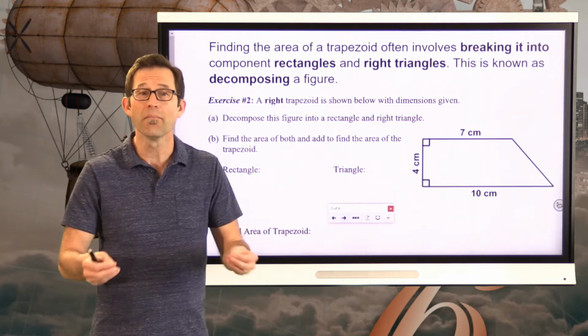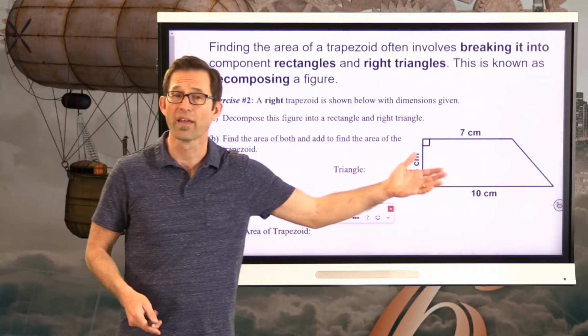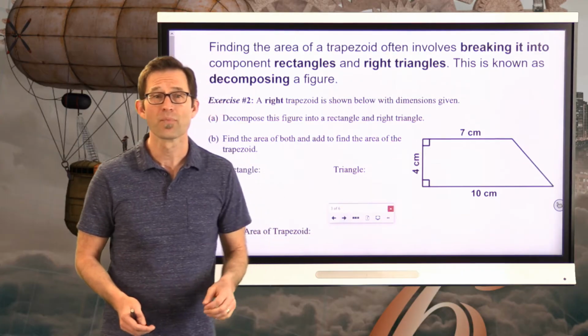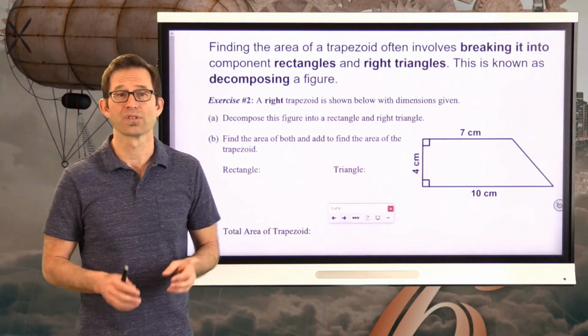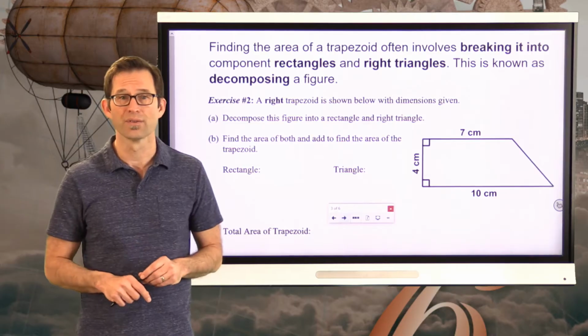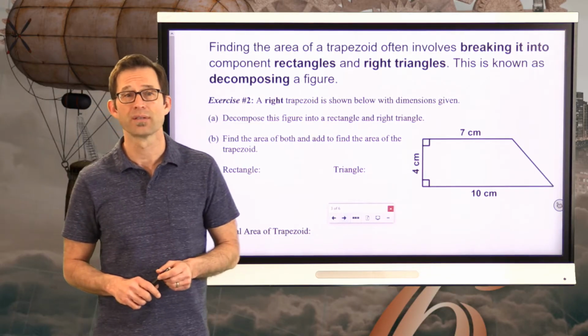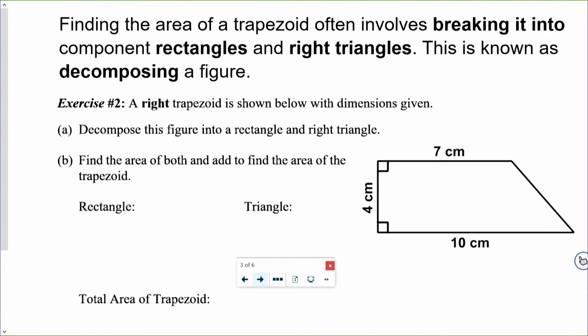So when we decompose a figure, it means we take something like this trapezoid and we break it into simpler figures like rectangles and right triangles. So let's take a look at that in exercise number 2. A right trapezoid is shown below with dimensions given. Decompose this figure into a rectangle and a right triangle.